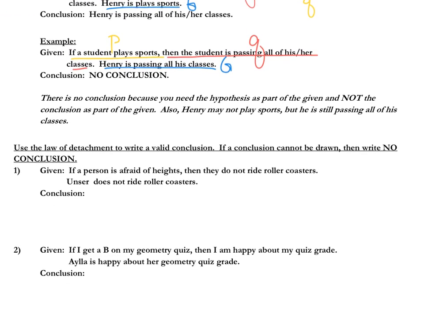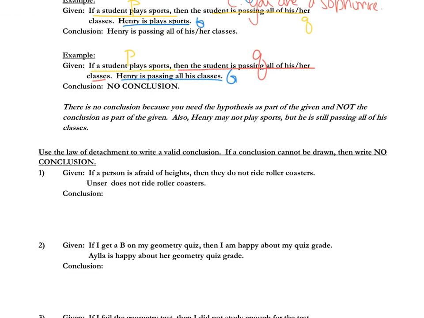Okay, so we are going to look at some statements, and we are going to write a valid conclusion if we can use the law of detachment. If we cannot write a valid conclusion, then we just write no conclusion. So our conditional statement, if a person is afraid of heights, that's our P. Then our Q is they do not ride roller coasters. Remember that the P has to come true first.